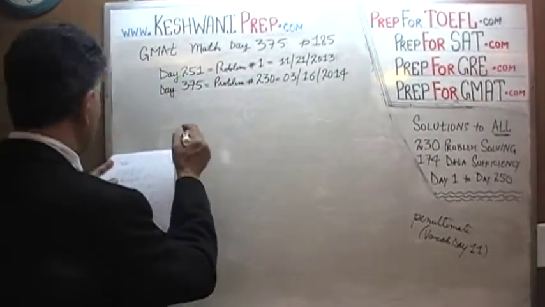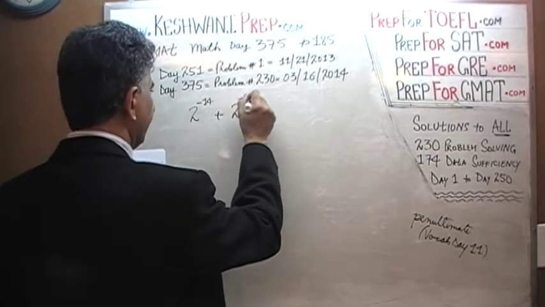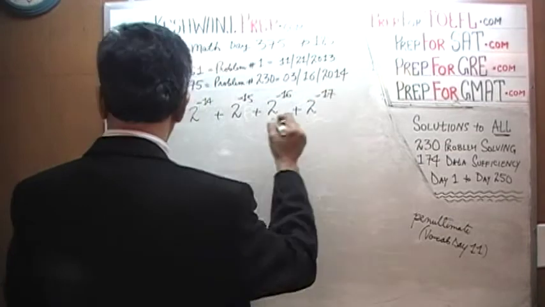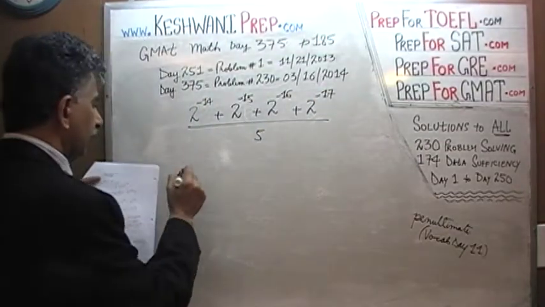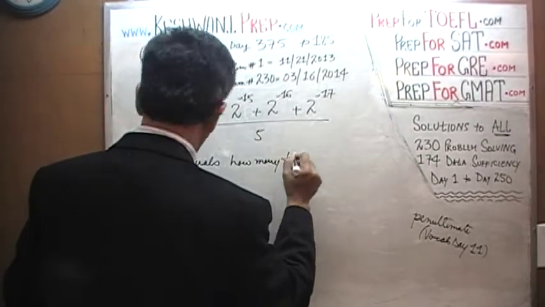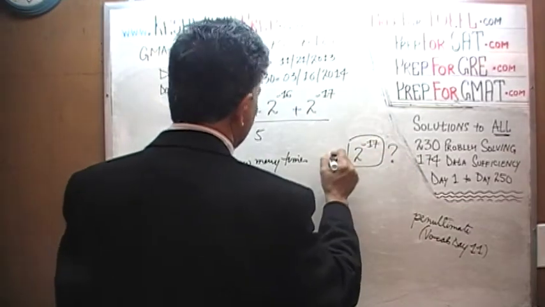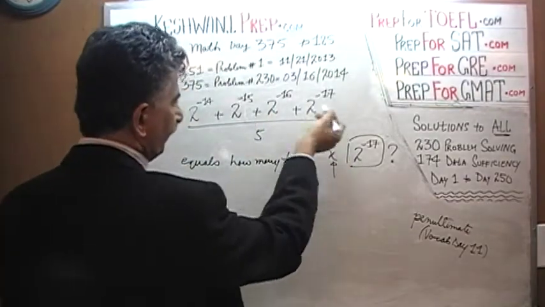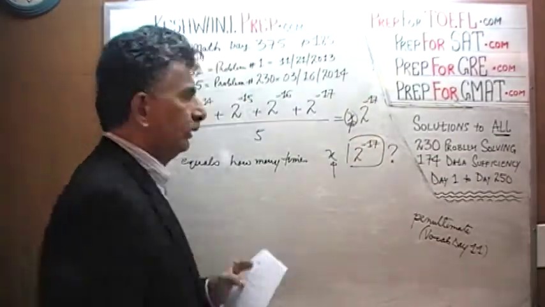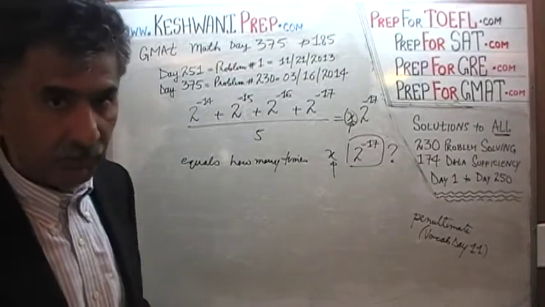Let's take a look at the very last problem. Here's what we are told. 2 raised to negative 14 plus 2 raised to negative 15 plus 2 raised to negative 16 plus 2 raised to negative 17, over 5, equals, we are being asked, how many times this quantity, 2 raised to negative 17. 2 raised to negative 17 times how much quantity equals all of this. So let's put it here, equals 2^x times 2 raised to negative 17. And our job is to find this x. 2 raised to negative 17 times what quantity will equal all of that? Let's find out, shall we? Let's do it.